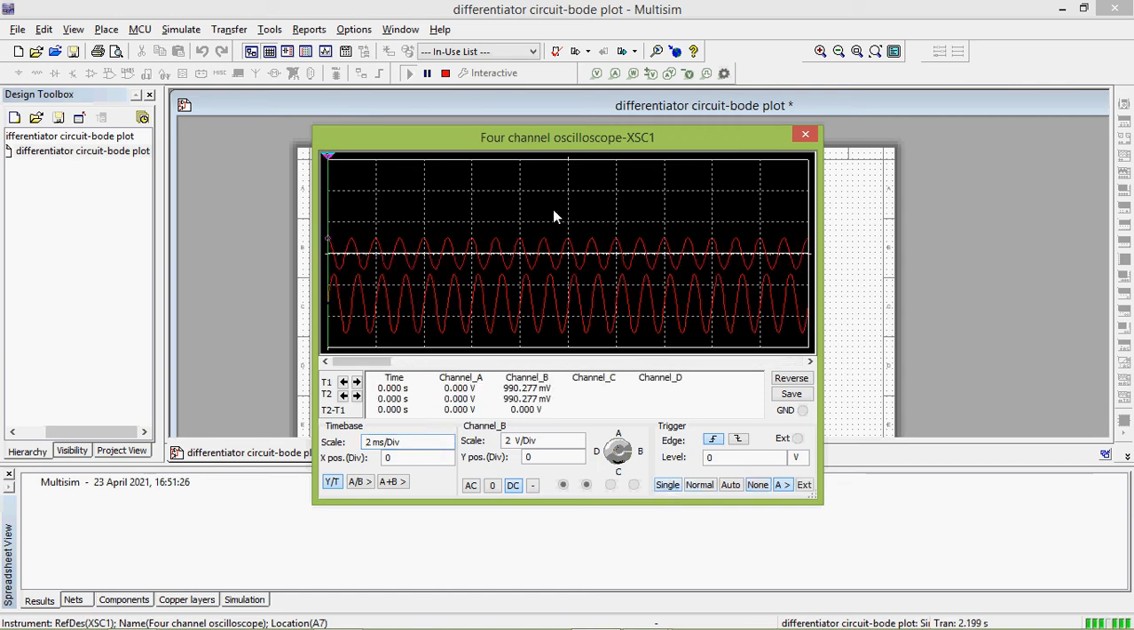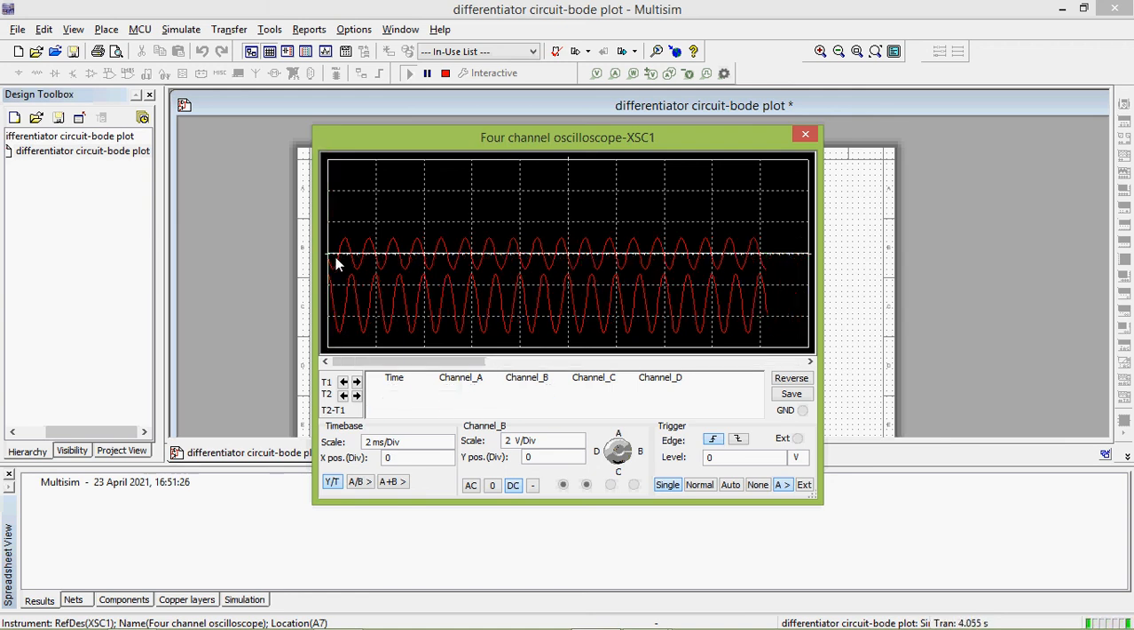So when you see here, the upper signal is the input signal, the lower portion is the output signal. We know the differentiation of a sine wave is a cosine wave. Here sine 0 is 0, so the signal starts from 0. At the same point, cos 0 is 1, so it starts from 1. So this is the cosine wave. So the output is the differentiation of the input.